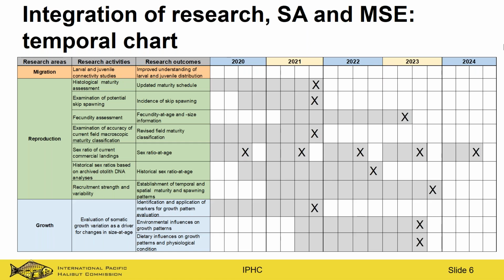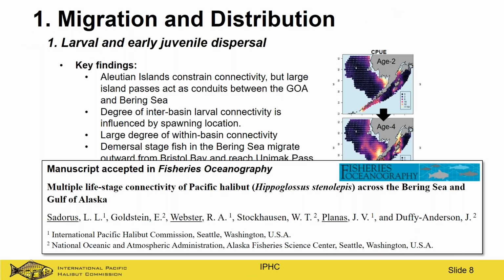Okay, well, thank you very much for your comments on this section, and again, this is a work in progress that will be continued and hopefully improved. So, I just want to make a brief update to let you know that the study that we conducted on larval connectivity between the Bering Sea and the Gulf of Alaska has finally been accepted for publication, and this will be appearing shortly in the journal Fisheries Oceanography. This is Laura Sadoro's paper that we've conducted in collaboration with the Alaska Fisheries Science Center here in Seattle with Janet Duffy Anderson, Bill Stockhausen, and Esther Goldstein.